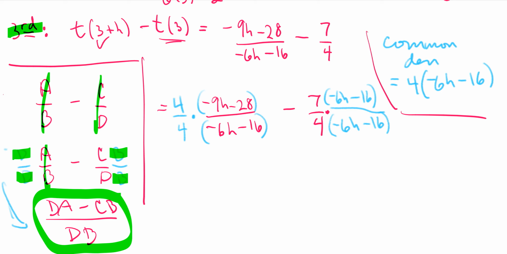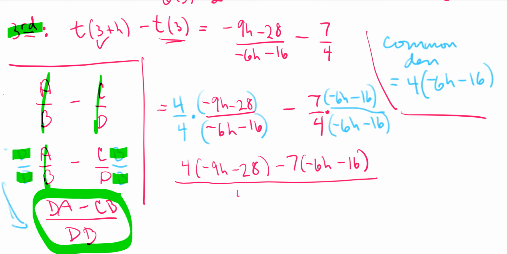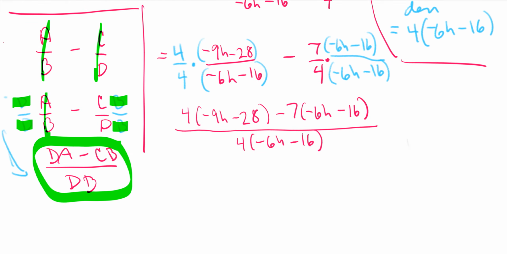That's putting our numerator over top of our common denominator. 4 times negative 9h minus 28 minus 7 times negative 6h minus 16 all over the common denominator of 4 times negative 6h minus 16. And we would not want to multiply out the denominator, but the numerator we do want to keep going.